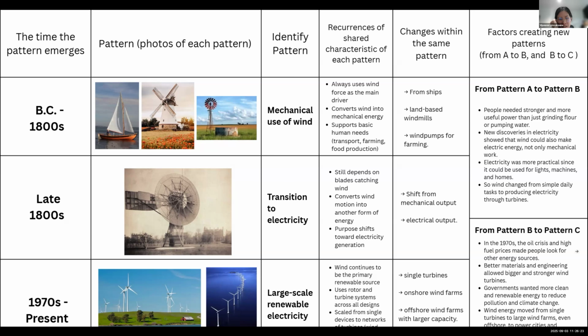My comment a little bit here: during the pattern of transition to electricity, there could be more examples of the development of the windmill to generate electricity here as well. But you include it in the large scale renewable electricity instead. Okay, I can see that part.